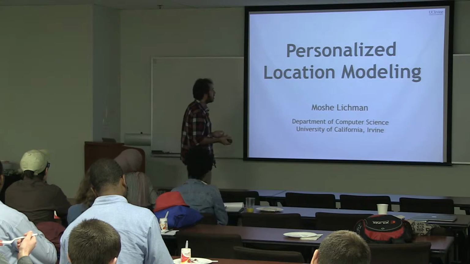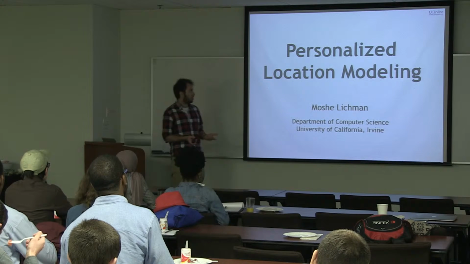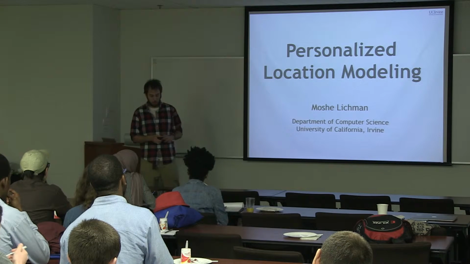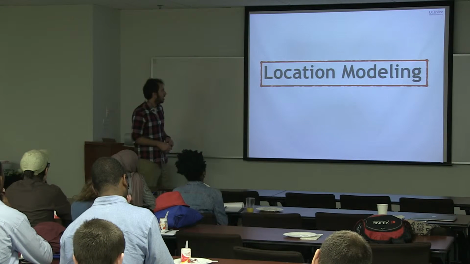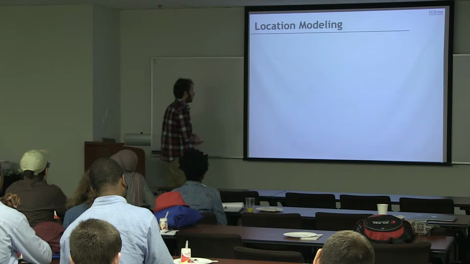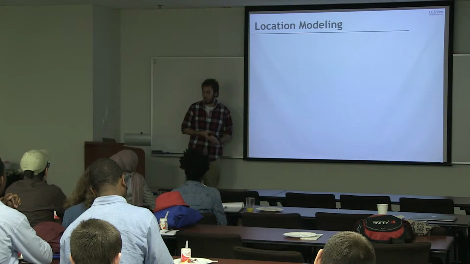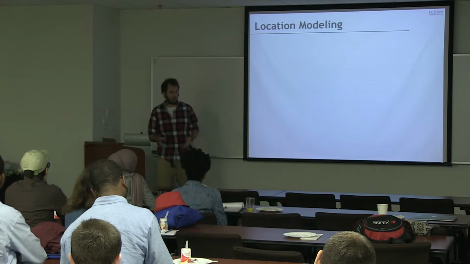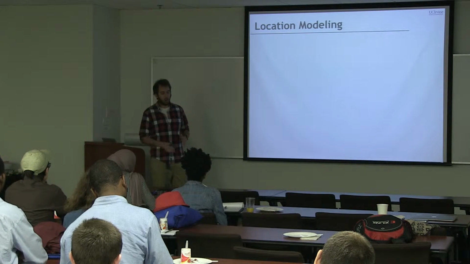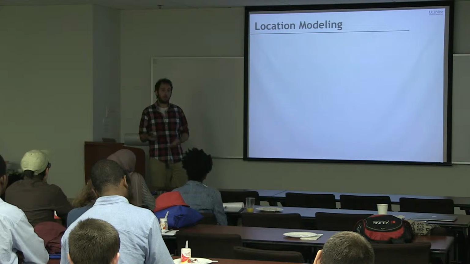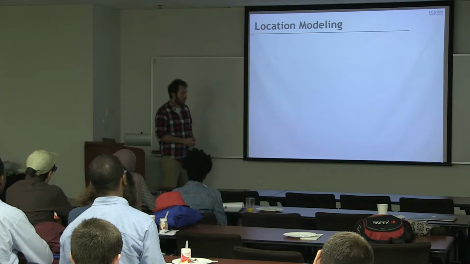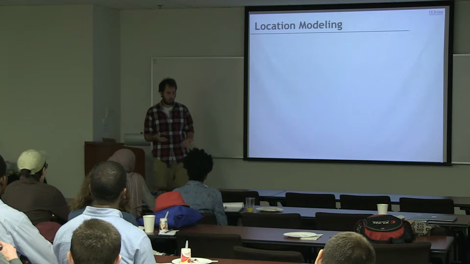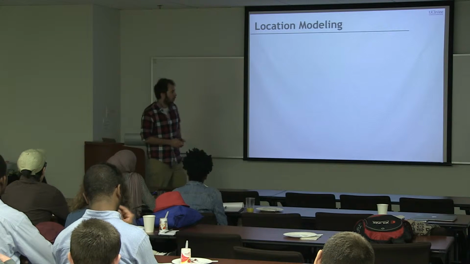So what exactly do I mean when I say personalized location modeling? The best way to explain that is to break it into two parts and explain each one on its own. I'm going to start with location modeling. When I say location modeling, what I mean is that if I have a lot of information, it doesn't have to be a lot, but let's assume we do, on specific locations and the people that visit those locations, what question can I answer about these locations or these people?